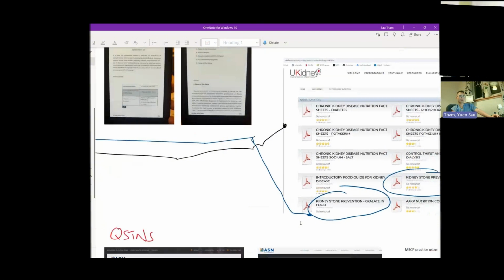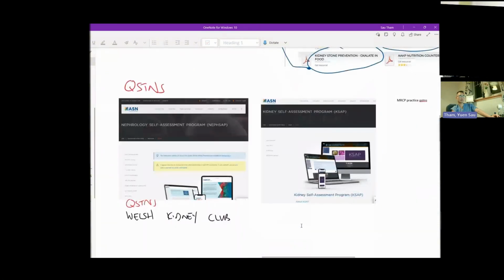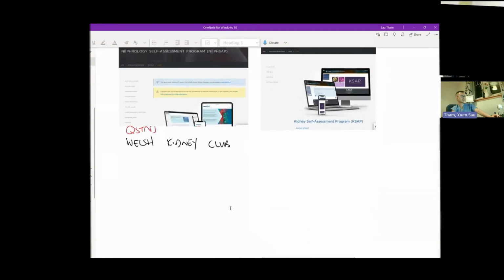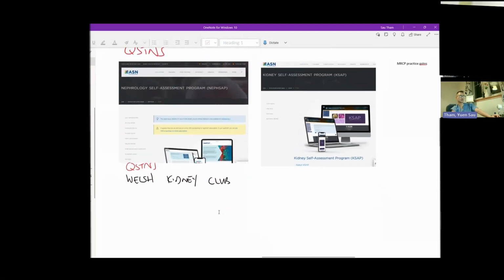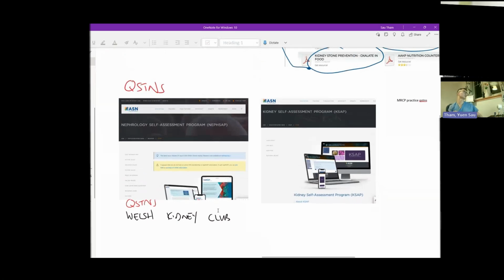Now, the other question bank that I used was the Welsh Kidney Club. They've got, I think, 60 questions in there. So look at Welsh Kidney Club. They've got a couple of questions. But the thing that really helped, really the money question bank, was the word.